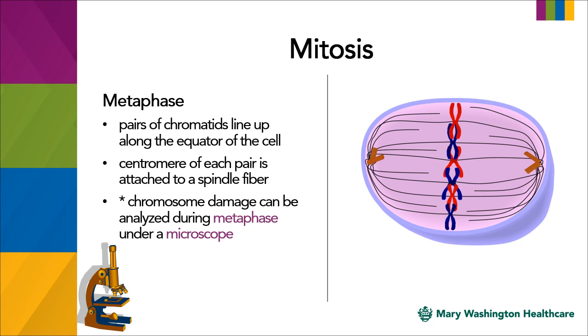Metaphase is where pairs of chromatids line up across the equator of the cell, and the centromere of each pair is attached to a spindle fiber. Now, during this phase, we're going to best analyze chromosome damage under a microscope. Everything's lined up across the equator.